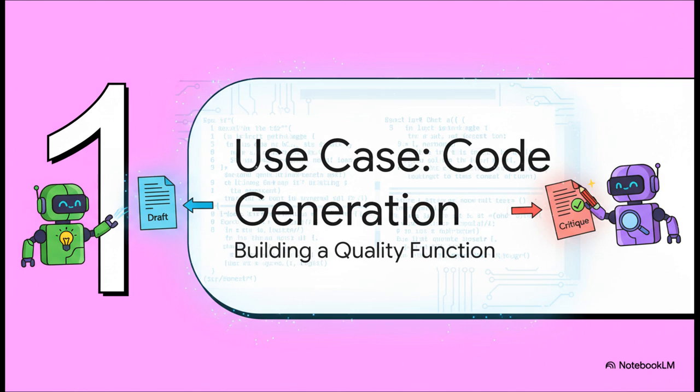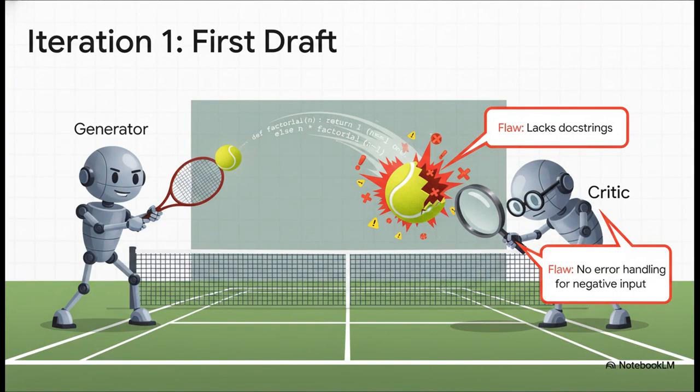Okay, theory is one thing, but let's actually see how this works in the real world. We're going to look at a classic developer task, writing a simple Python function. But we want it to be built with quality in mind, right from the very beginning. This is where you'll really see the power of this pattern. All right, so the generator gets its task, write a Python function for factorial. And this is what it serves up first.